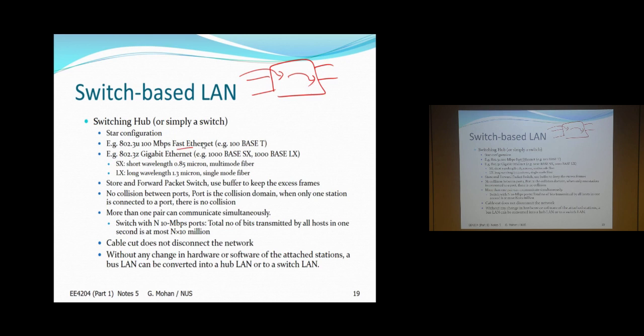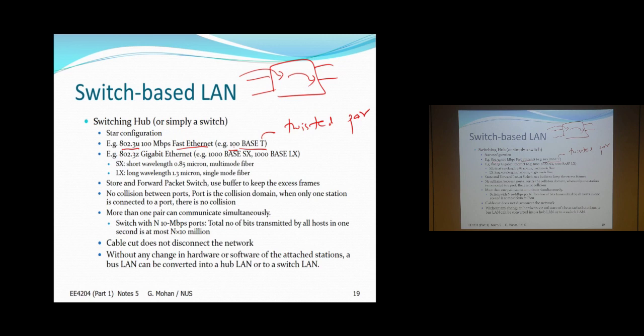A good example of this is fast Ethernet. The standard is 802.3u. It's a 100 Mbps Ethernet switch. The notation here is 100 Base T. So if you recall, 100 stands for 100 Mbps. T stands for twisted pair copper wire. Is that fine?